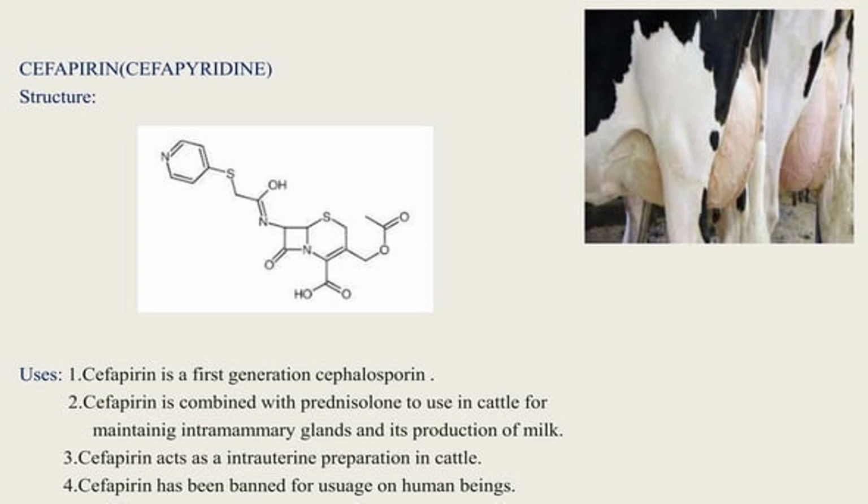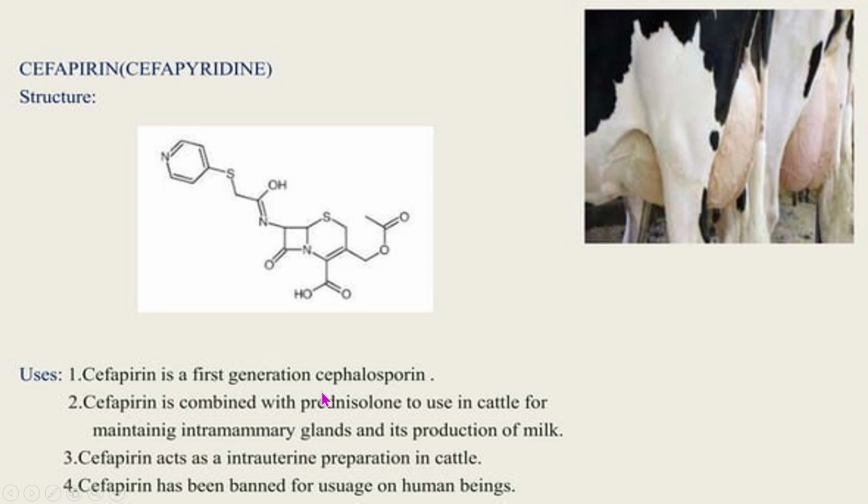Cefapyridine. Cefapyridine is also known as cefapyridine because the seventh position of the beta-lactam ring is attached to the pyridine ring, or contains the pyridine ring as a heteroatom. So the name of the drug is cefapyridine.